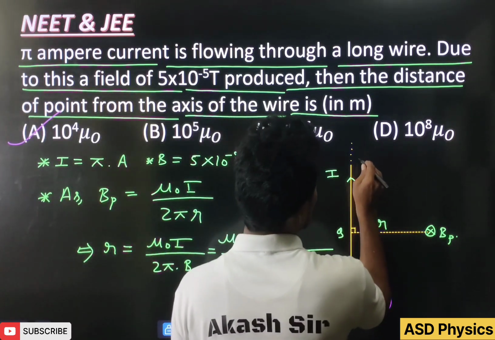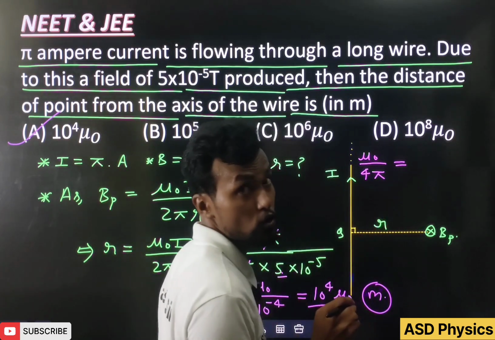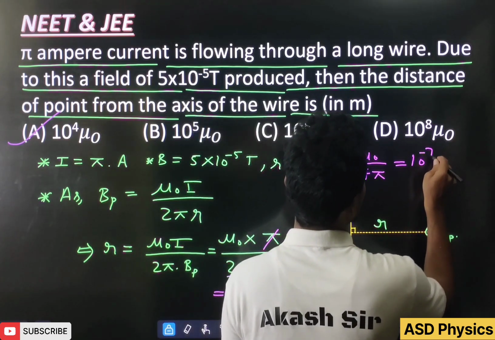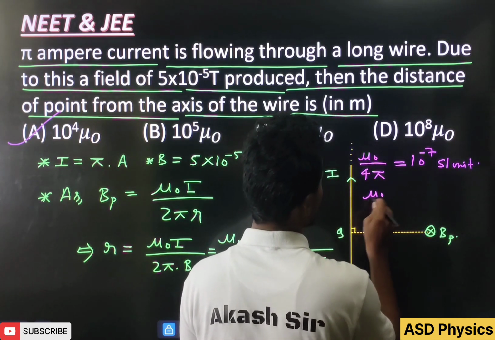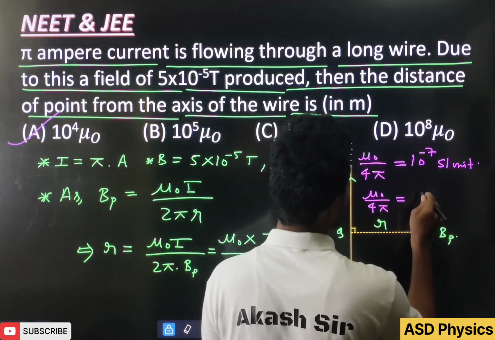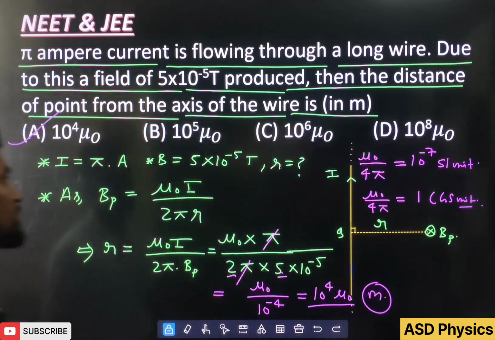Mu naught is called the permeability of free space, and remember here, as I have told you before also, mu naught by 4 pi value is 10 to the power minus 7 in SI unit, and in a previous video I told you, mu naught by 4 pi value is 1 in CGS unit. Okay, remember all these things. Very basic question.